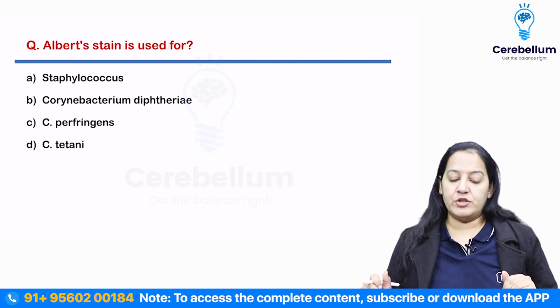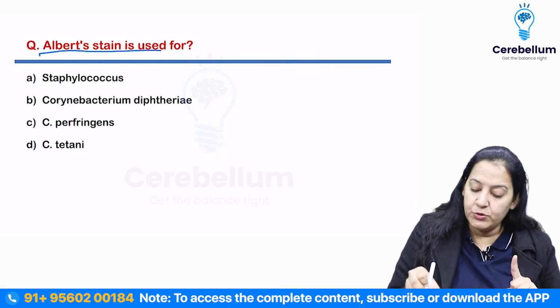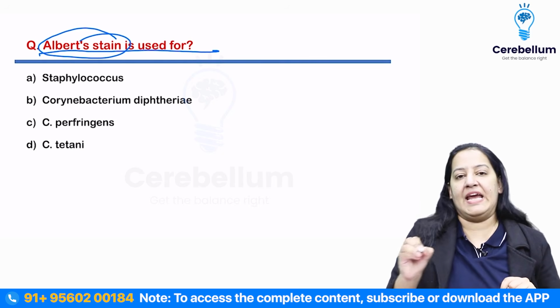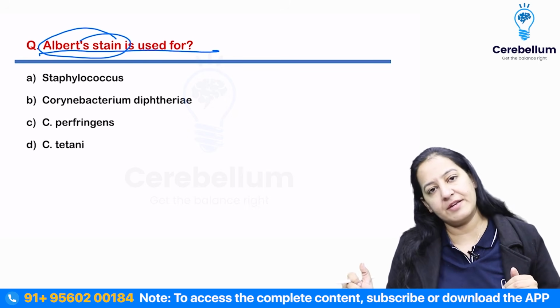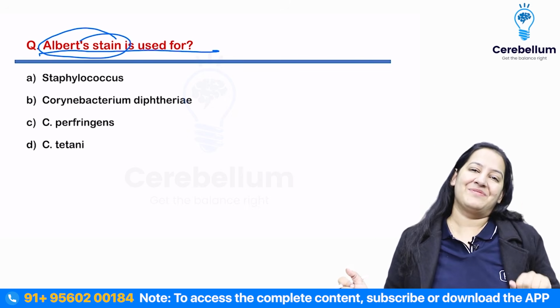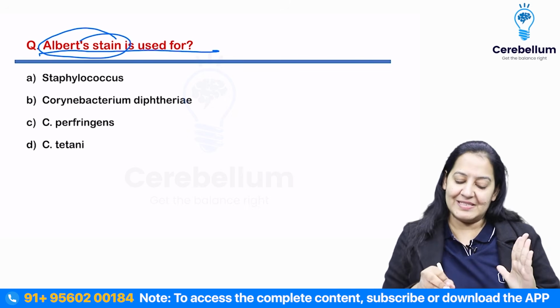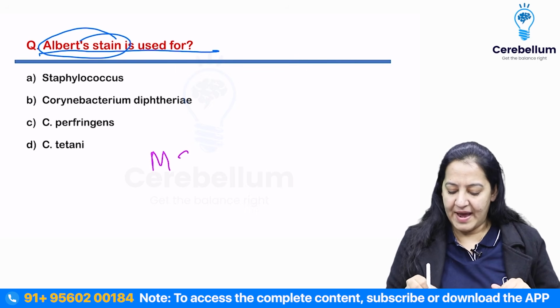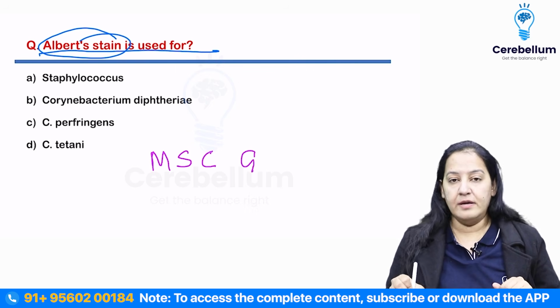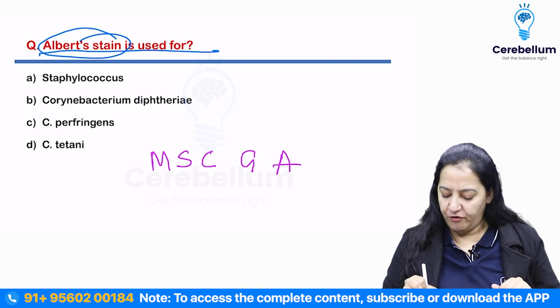The next question is in front of you. Albert stain is used for. Albert stain differentiates the bacteria having metachromatic granules from the bacteria which do not have metachromatic granules. There are 5 bacteria which have metachromatic granules, and Albert stain stains all of them. What is the mnemonic I have provided you? It's MSC Garden Agra. Can you tell me the full form please?